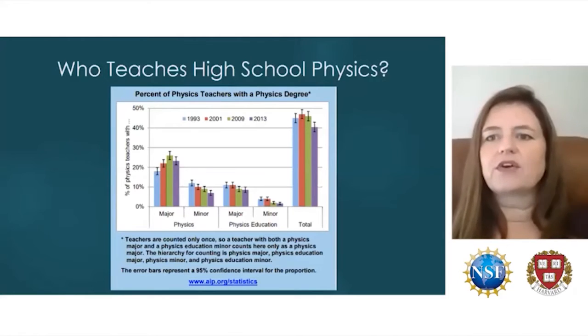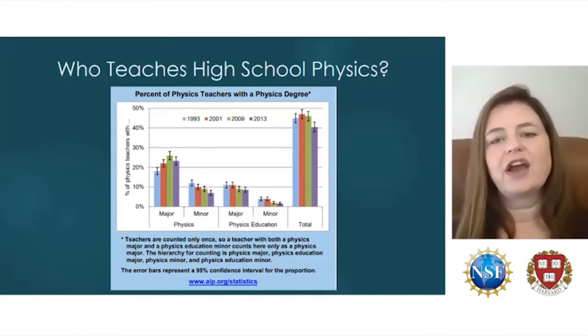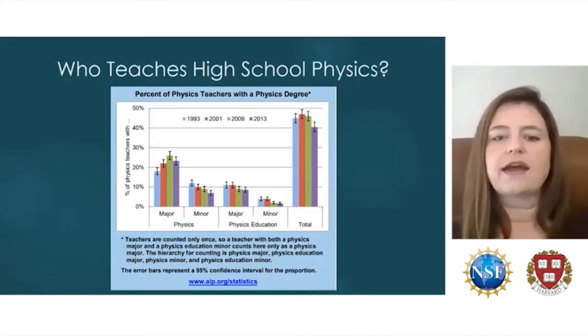So this doesn't mean that teachers haven't taken physics classes. Of course they have, right? I also don't have a major in physics. I took lots of physics classes, but I certainly never had a class on how to teach physics. And that was something I felt was lacking.